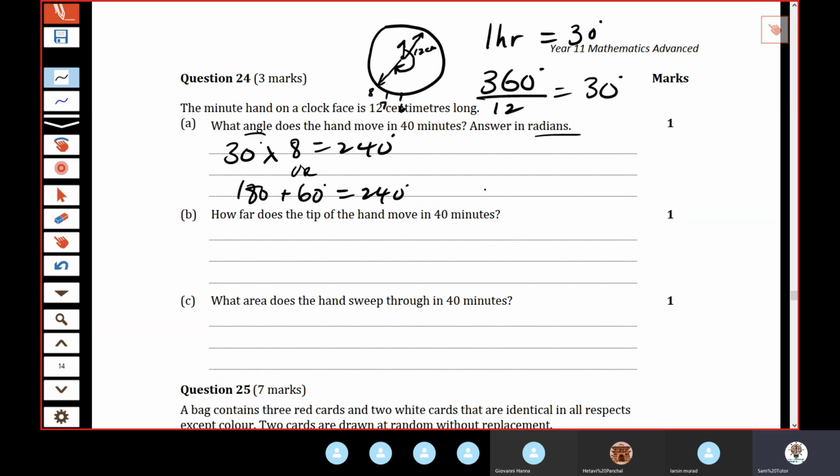It does say answer in radians. How do we convert from degrees to radians? We divide by 180. No, divide by 180 and then multiply by pi. So the answer is 240 on 180, 4 pi on 3. Good stuff. Any questions?